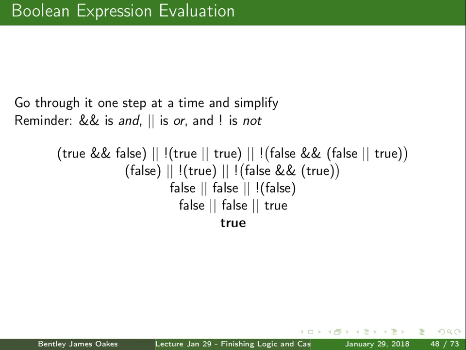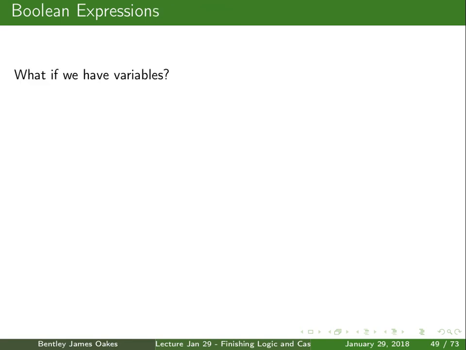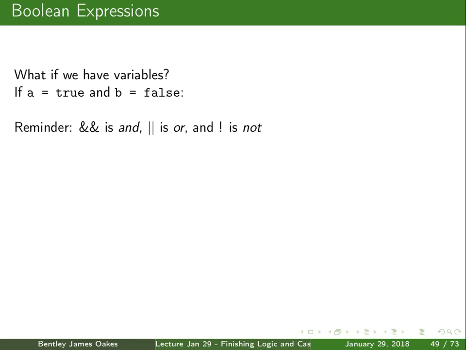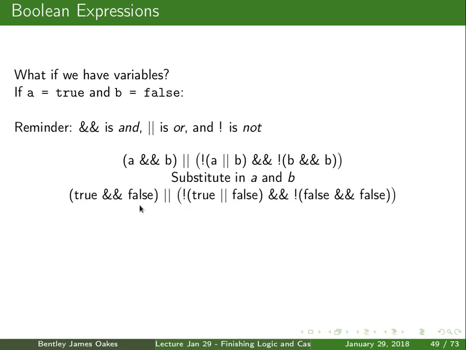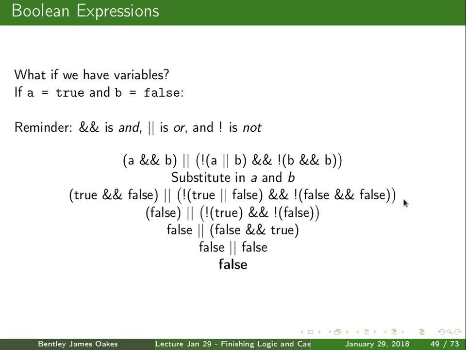I don't feel like talking about true and false, so we won't go through this one. But I want to say, if you have variables like a is equal to true and b is equal to false, and I give you something complicated like this, it's the same thing as before. You just need to substitute in a and b. So now you have this, and now you know how to work through it. I'm just going to skip it. But you just simplify down, and then you get false.